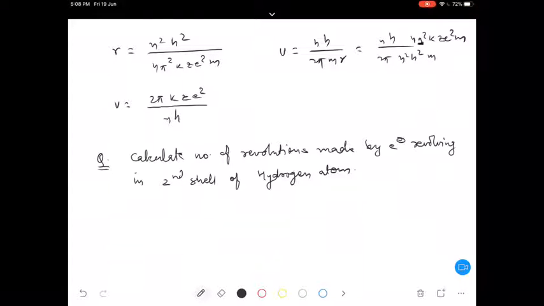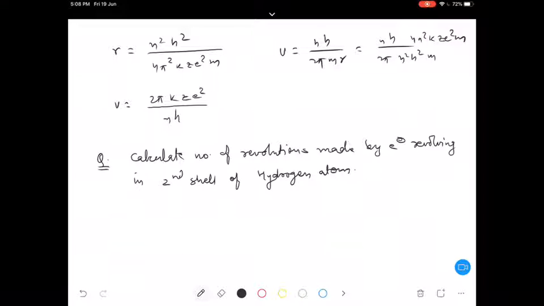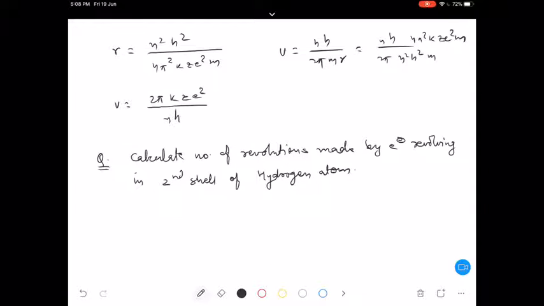Just calculate, just solve this problem. Calculate number of revolutions made by electron revolving in second shell of hydrogen atom. Okay, just do it quickly. You have 30 seconds. Your time starts now.